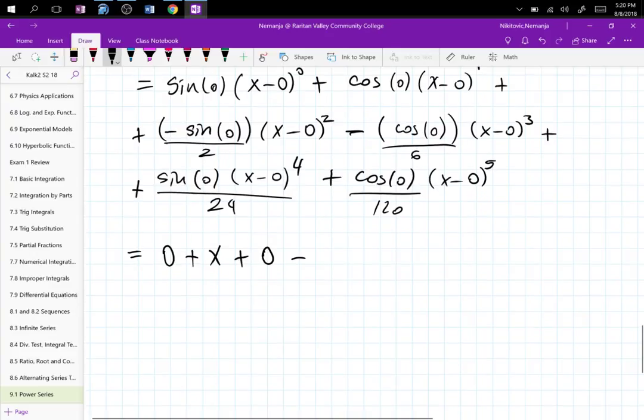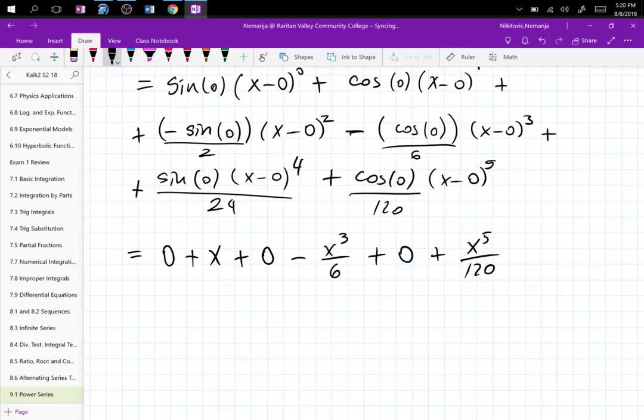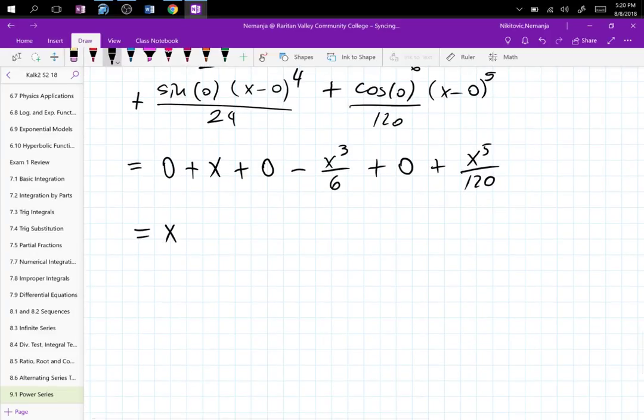Now we have minus x cubed over 6. Plus sine of 0 is 0, right? So that kills everything. And then you have plus cosine of 0 is 1, so you have your x to the 5 over 120. So now obviously all of the 0 terms drop, and what you have is x minus x cubed over 6 plus x to the 5 over 120. Next one will be minus dot dot dot, and it goes on forever.